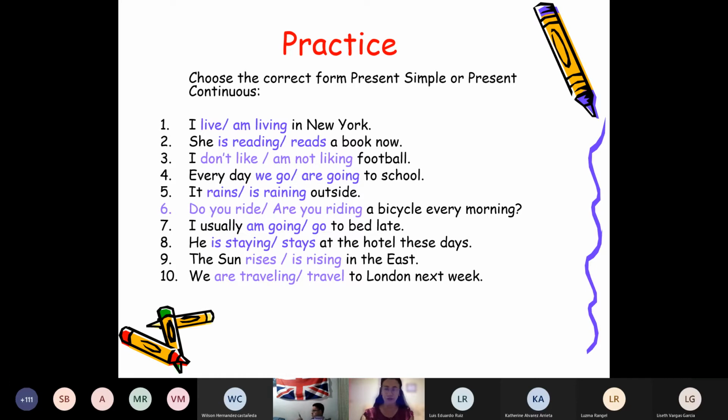What is the correct one? I live or I am living in New York. What do you think is the appropriate answer? Can you tell me? Caroline Sanchez?